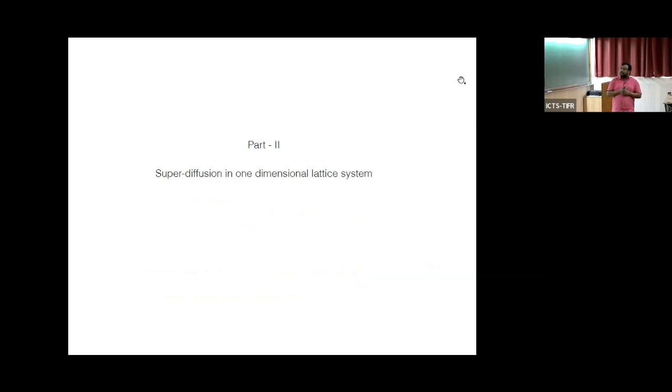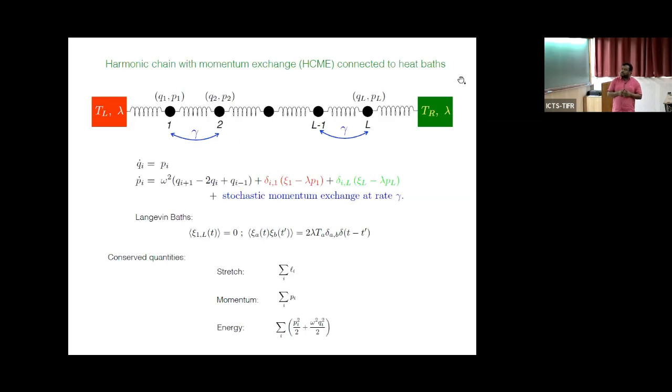Okay, so I'll talk about super diffusion in one-dimensional lattice systems, and I'll mainly talk about two models. One is this harmonic chain with momentum exchange. You have a chain, and each particle has momentum and position, and they are connected by harmonic springs. So you have these dynamics, and the baths are modeled by Langevin baths. In addition, in the bulk you have a stochastic noise which exchanges momenta of adjacent particles at some rate gamma. These are independent processes. Such dynamics conserves total stretch, total momentum, and total energy. It has three conserved quantities in this model.